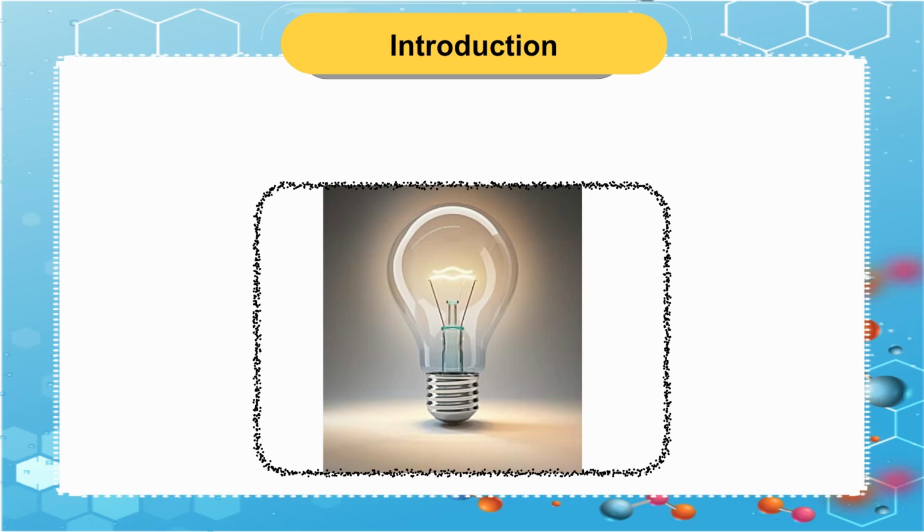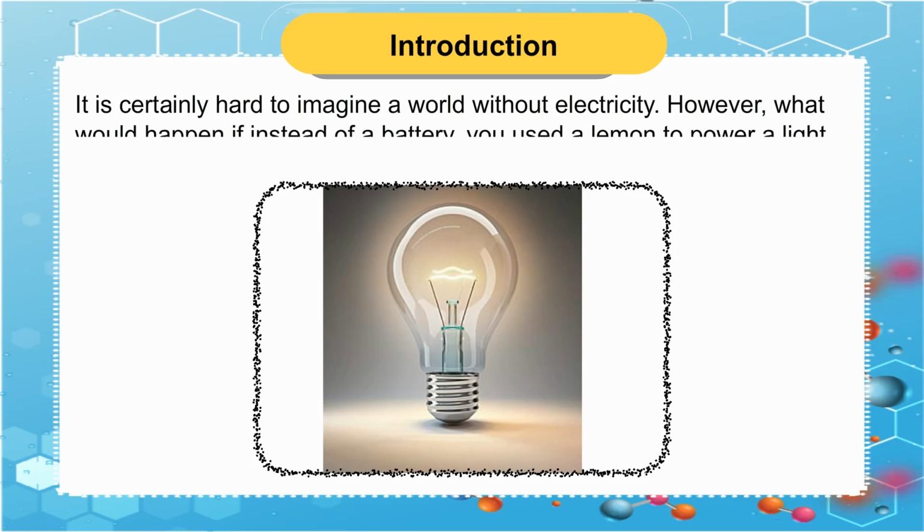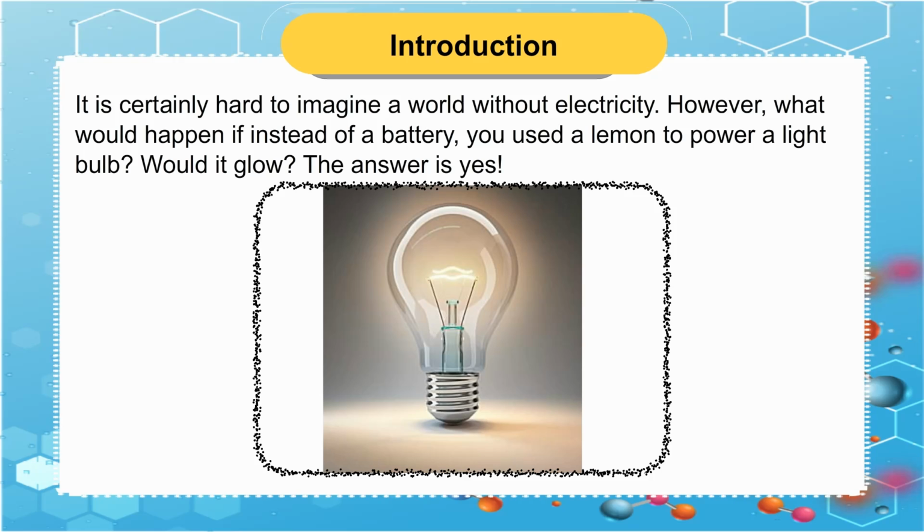Introduction. It is certainly hard to imagine a world without electricity. However, what would happen if instead of a battery, you used a lemon to power a light bulb? Would it glow? The answer is yes.